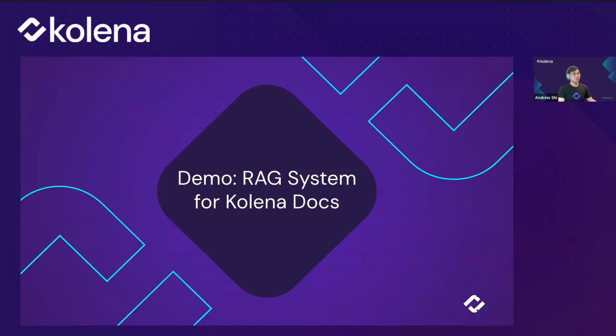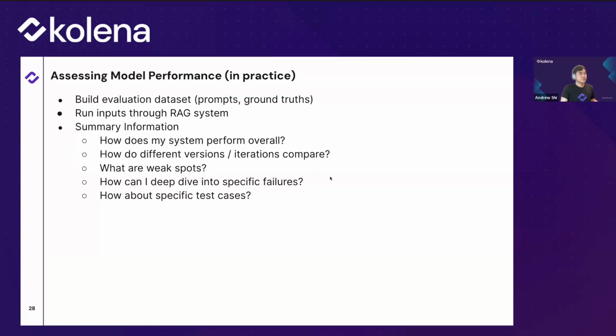Cool. So let's switch gears and talk through the RAG system for the Kolena docs that we used as a thought exercise, as well as dogfooding of our own platform. Quickly, the process for a general assessment of a RAG system is to build an evaluation data set, with prompts, ground truths, and the corpus of information, and put together the RAG system. In this case, we did the chunking and extraction ourselves, landed on a standard retrieval system, and then put it through different LLMs as the generator.